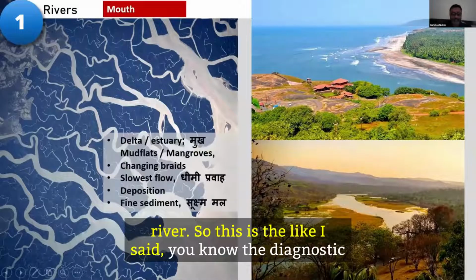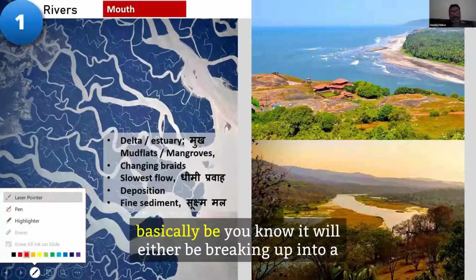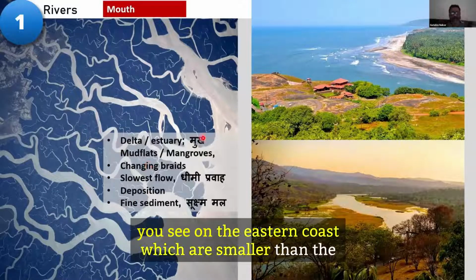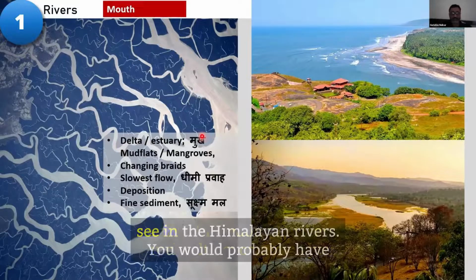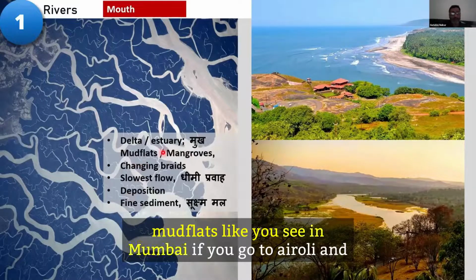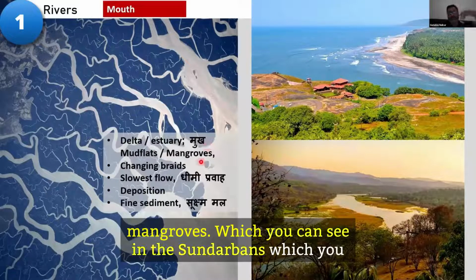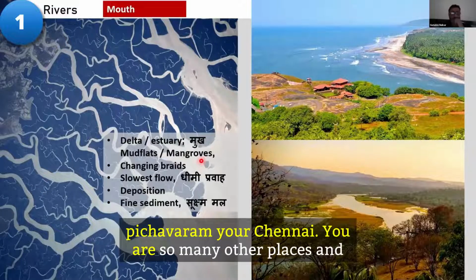Like I said, the diagnostic things that you see at the mouth of the river would basically be that it will either be breaking up into a delta, which is like the Sundarban, or an estuary, which you see on the eastern coast, which are smaller than the deltas. They don't have as much silt deposition as you see in the Himalayan rivers. You would probably have mud flats like you see in Mumbai. If you go to Airoli and Shivdi, you will see mud flats there, or you will see mangroves, which you can see in the Sundarbans, on the eastern coast, in Pichavaram near Chennai, and so many other places.